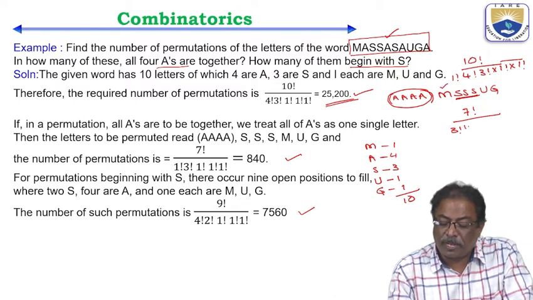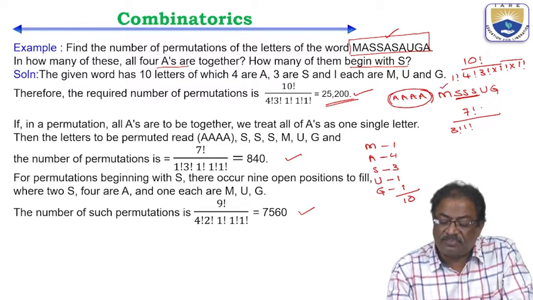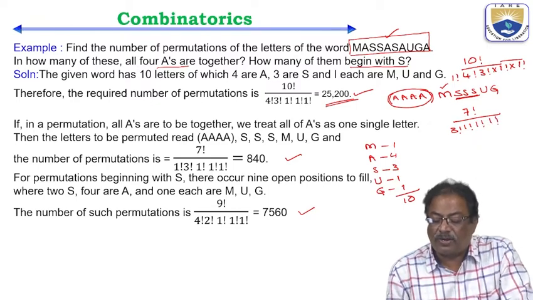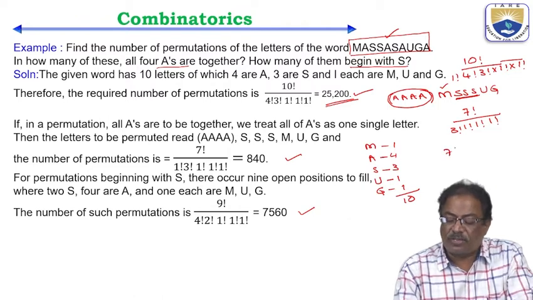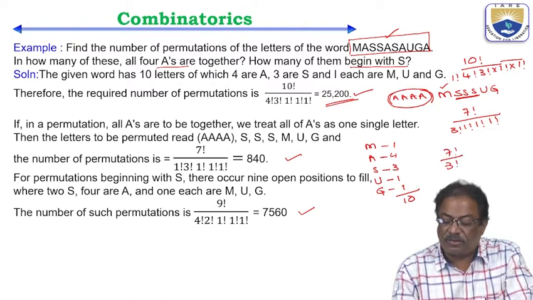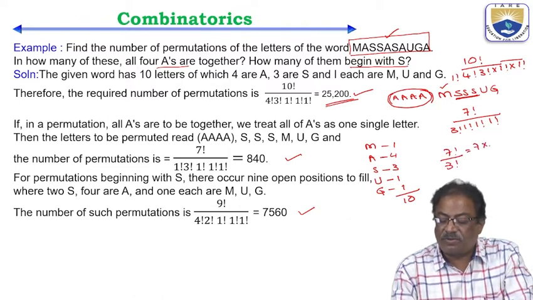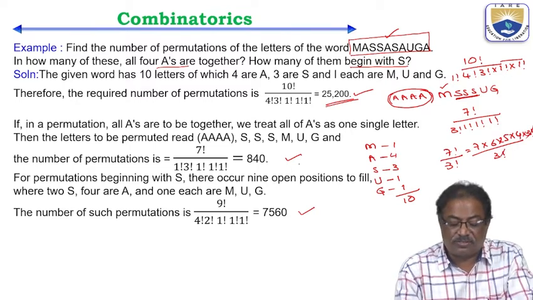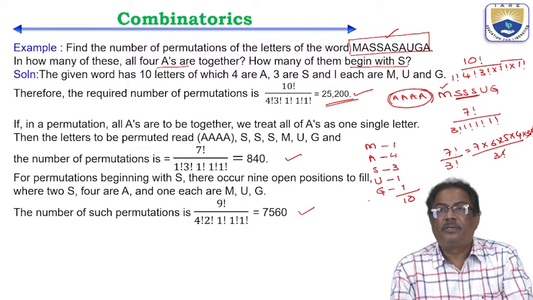M is only 1 time and S is 3 times and U is 1 time and next G is 1 time. So now 7 factorial by 3 factorial, which equals 7 into 6 into 5 into 4 into 3 factorial by 3 factorial. So it gets cancelled. So finally this is the final result. So it is nothing but 840.